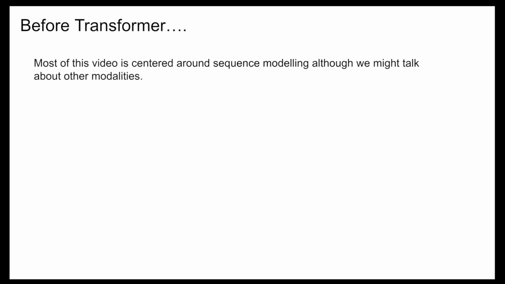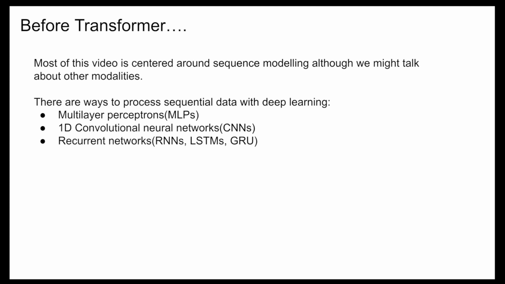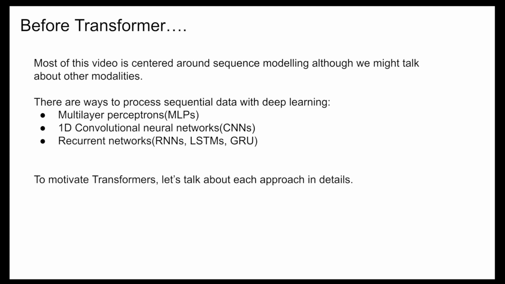Most of this video is centered around sequence modeling, even if we might talk about other modalities. There are basically three ways to process sequential data with deep learning. The first approach is to use a multilayer perceptron or MLP. The second approach is to use a 1D convolutional neural network or 1D CNN. And the third approach is to use recurrent networks such as RNNs, LSTMs, or gated recurrent units. All of this is to motivate transformers, and we're going to talk about each approach in detail.